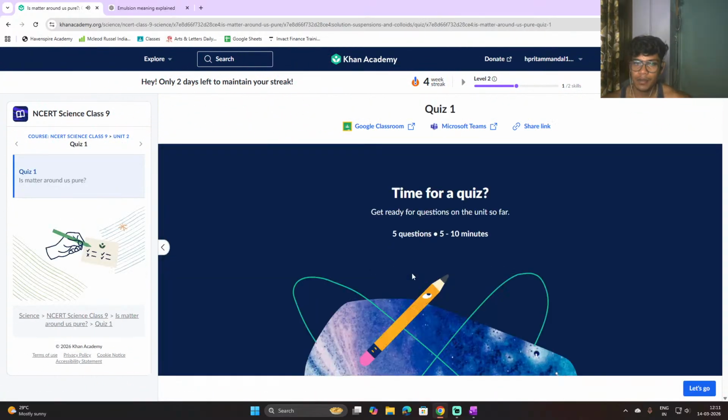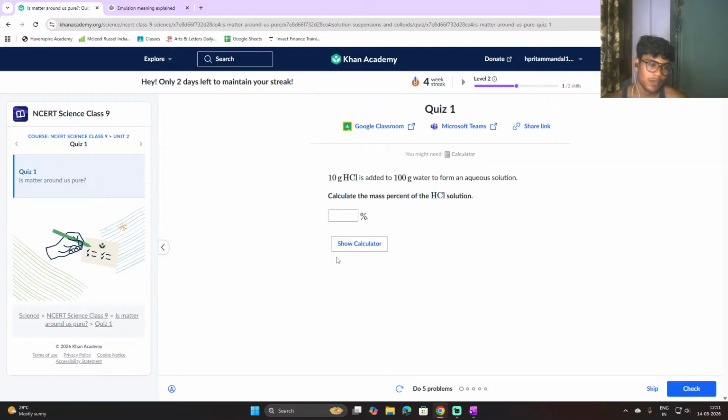Now quiz 1. Quiz on 10 minutes, 5 questions will be here. So 10 gram HCl is added to 100 gram water to form an aqueous solution. Calculate the mass percent of HCl solution. It will be 10%, right? First let's try it ourselves, then we'll check.